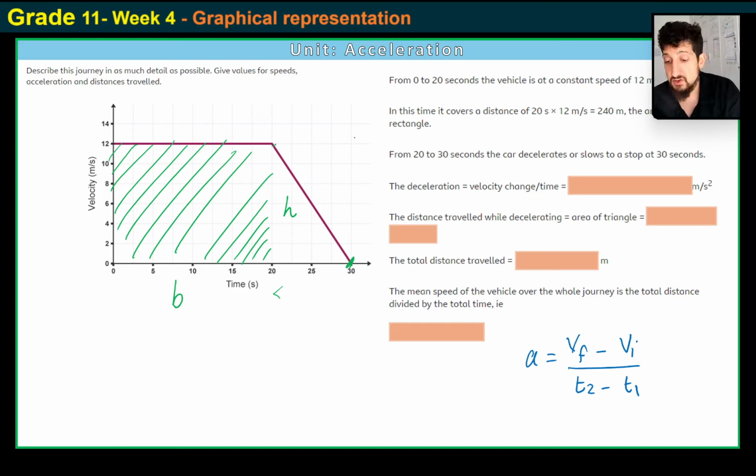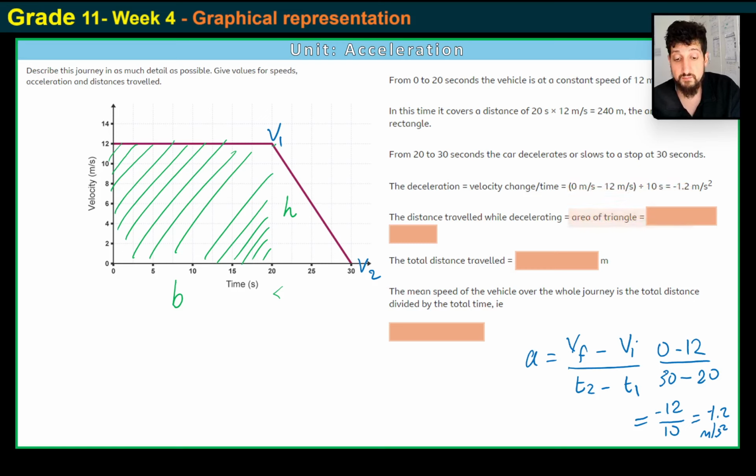So we've got v2, which is over here. That's v2. Why? v2 is 0. And that's v1. So 0 minus 12 over 30 minus 20, which equals negative 12 over 10, which equals negative 1.2 meters per second squared. That's the answer. That's how you do it.